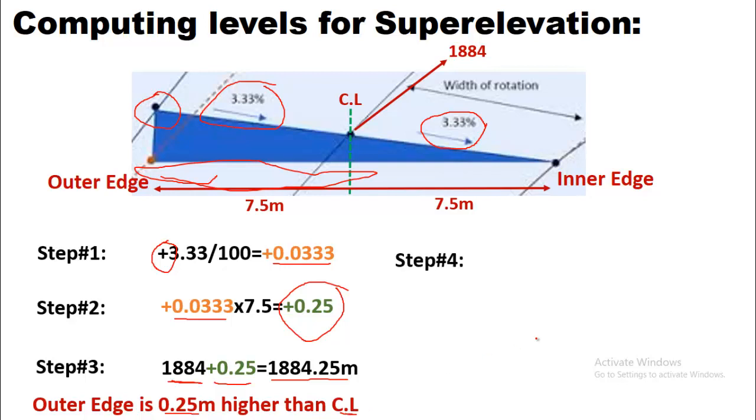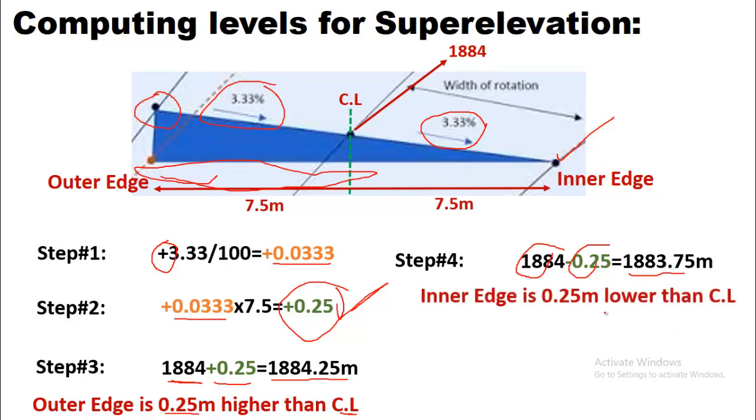So for the inner edge on this side, again the minus sign will be used because this edge is lower than the center line, and the level of the center line is already given. So this fraction that we get in this step will be subtracted from the level of the center line, and the value will be obtained as 1883.75, which is the level of the lower edge. Or you can say the inner edge, and the inner edge is 0.25 meter lower than the center line.